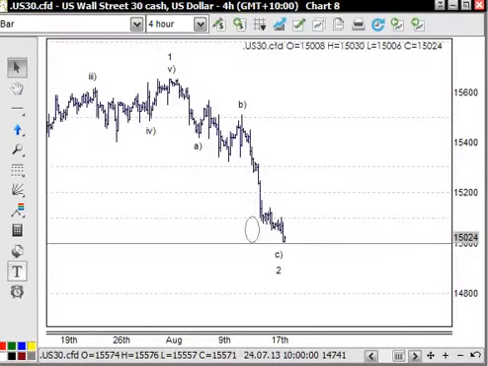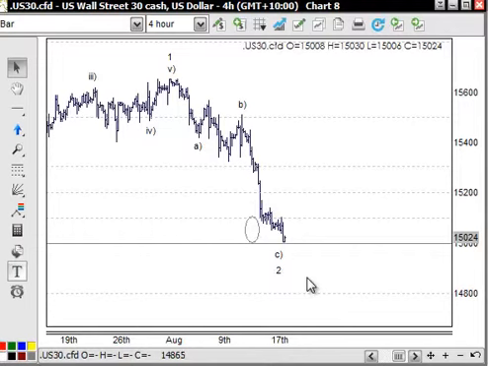Welcome, and here we're looking at the US 30, and the little circle here just indicates the 50% retracement level and the 61.8 retracement level at the 15,000 there. The particular wave count that we're tracking down through here is we're looking at it as a corrective wave. However, we'll need to look at it as an impulse wave as well.